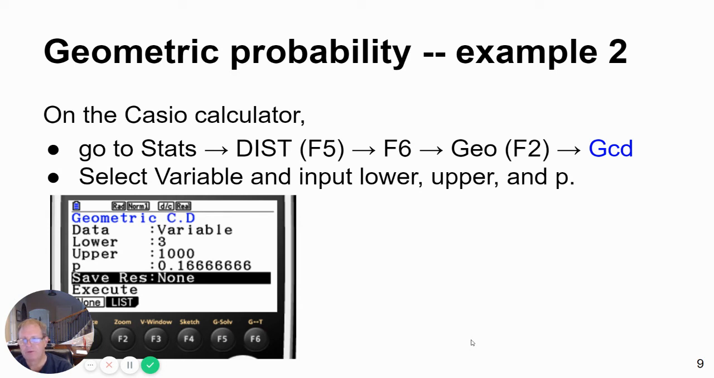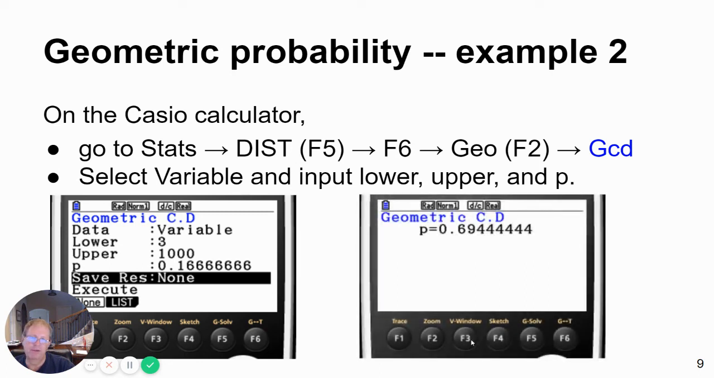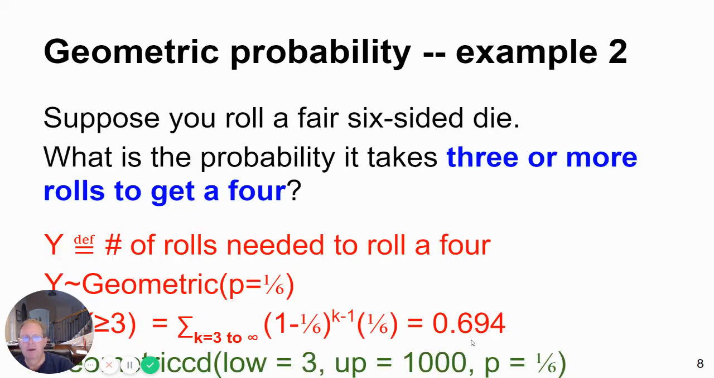When you get to this screen, we want to select variable, and now we're going to input the lower and the upper values for x and p. As I said, my lower value is 3, my upper value is 1,000, and the probability is 1 divided by 6. When all of this looks right, I hit execute, and it tells me the probability is 0.6944. I go back to my problem right here, and I put 0.694 as my answer. I write down my calculator notation, and I'm done.